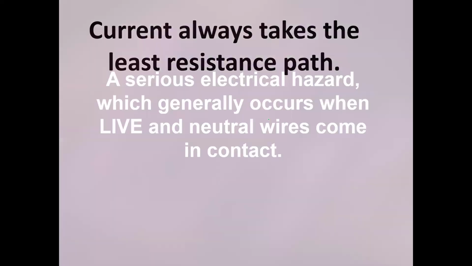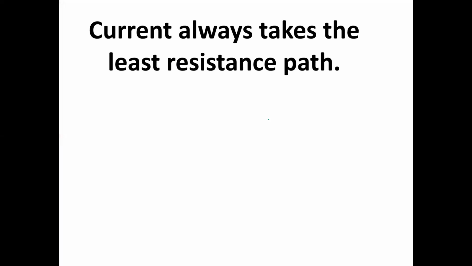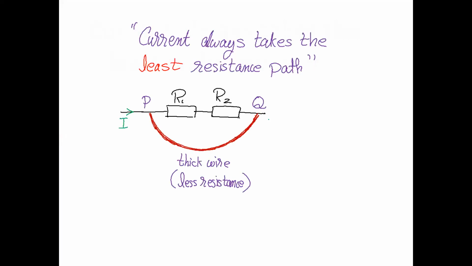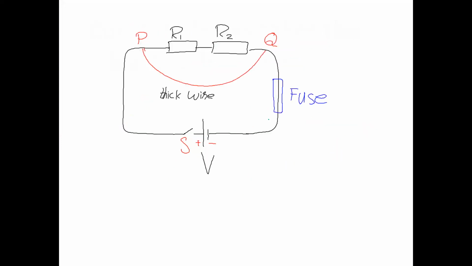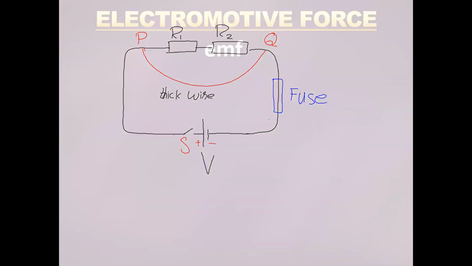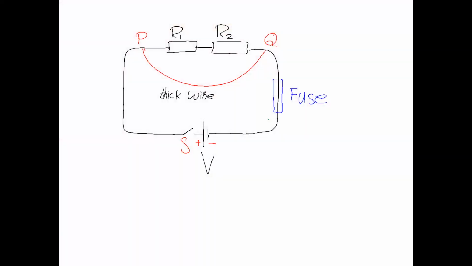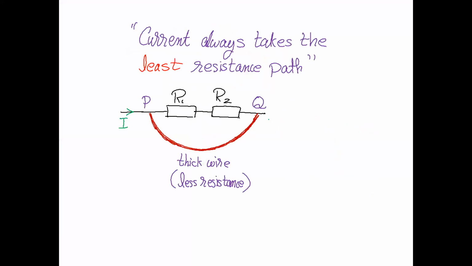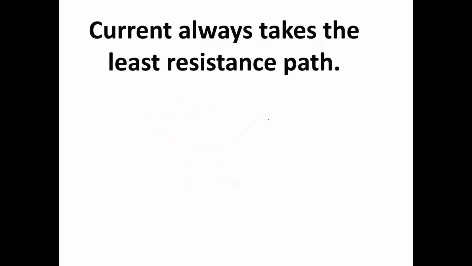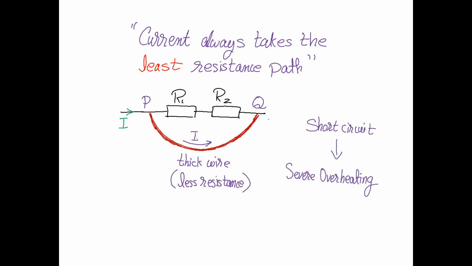So what happened actually, current has a tendency to take the least resistance path. So suppose you connect two resistors and there is a thick wire in parallel. So current will not go through the resistor. Current will go through the thick wire. This is a thick wire example and a fuse is there. And the concept is that current always takes the least resistance path. This can cause a short circuit.